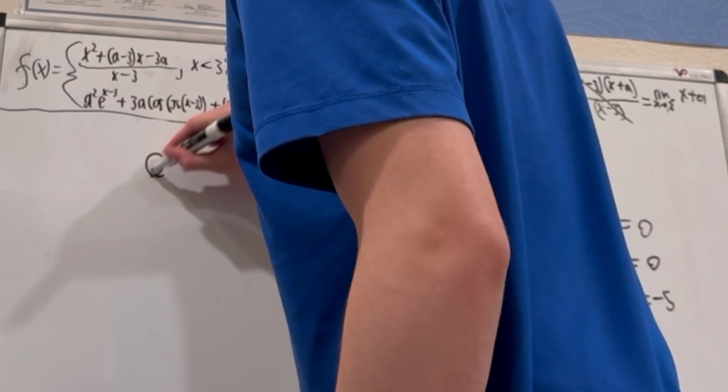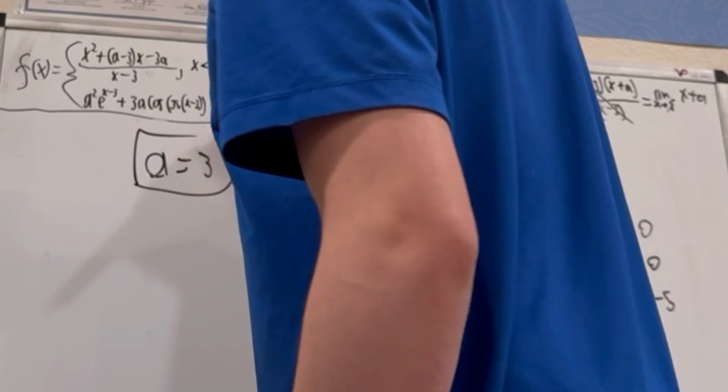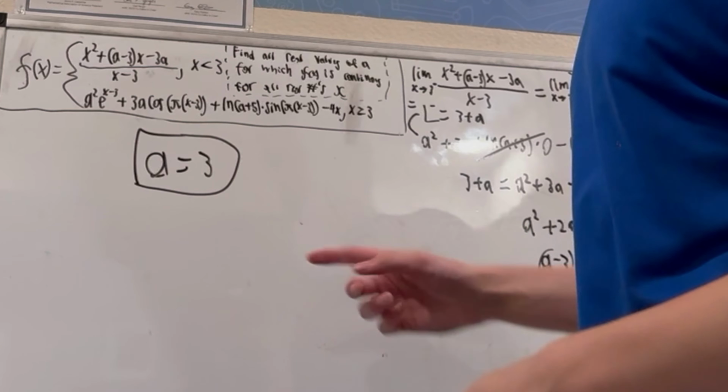So we don't have a solution set. We actually have that the only value that works is a equals 3, which is really nice considering that this whole thing was kind of centered around the number 3. It's kind of elegant that it comes out to be 3.